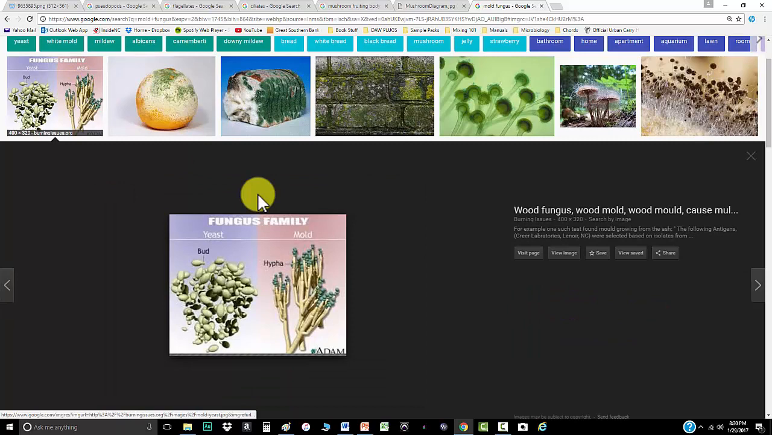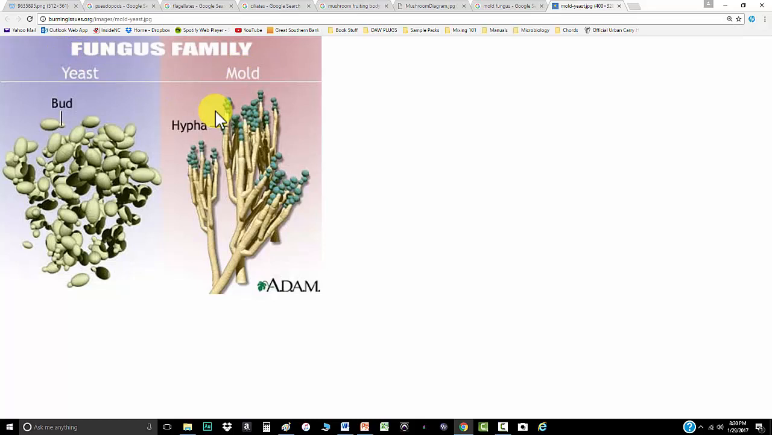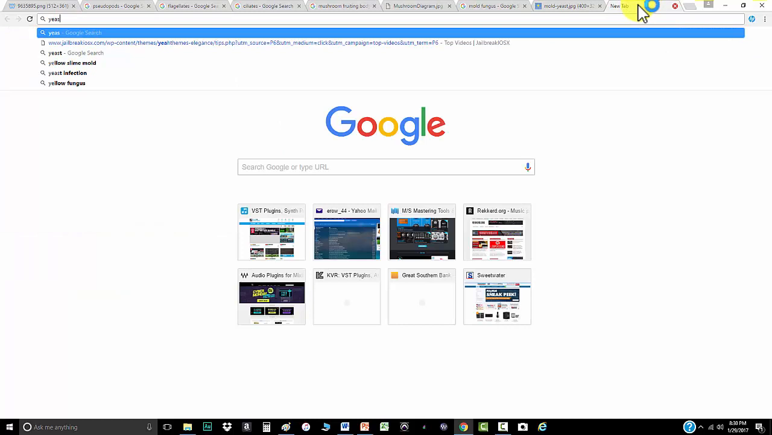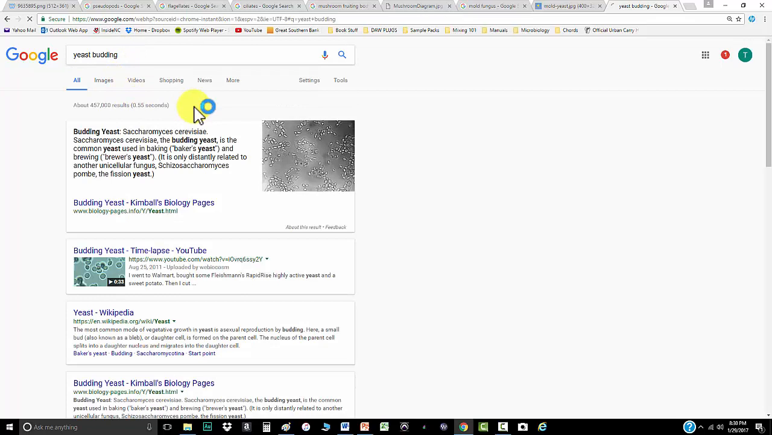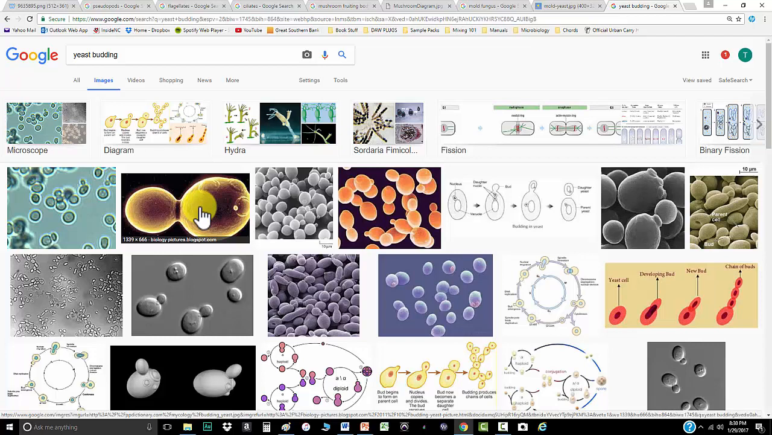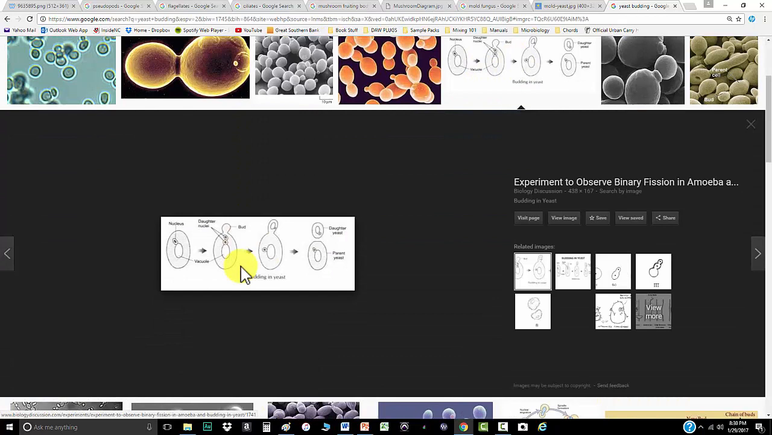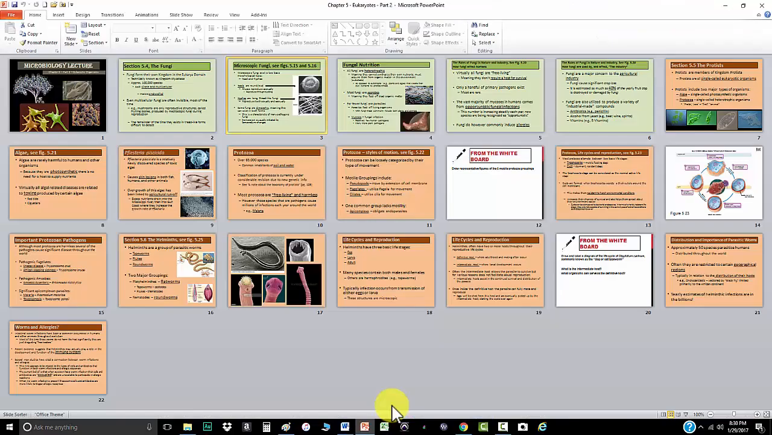Here's a comparison of the yeast and the mold. Here's an image of the yeast actually budding. So here's an individual yeast cell. And what they actually do is they just kind of split apart. You'll probably find a better image of that here. There's a good picture. They just essentially split apart and kind of pinch in two, and they do this over and over and over again, and that's referred to as budding. Here's a diagram showing the cell budding out, pinching apart, and becoming two cells.